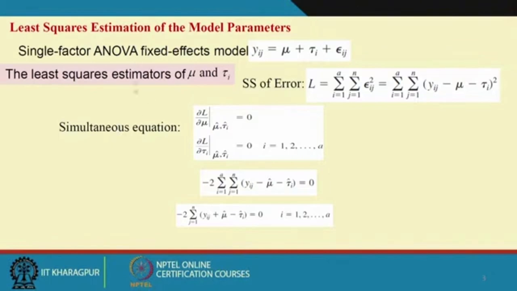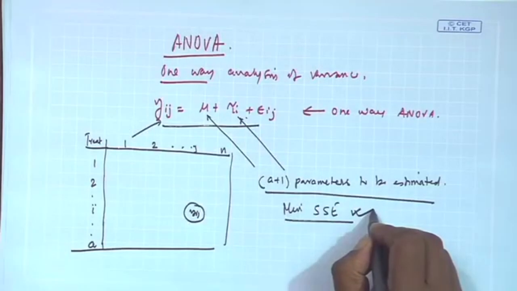Let us see this model. The fixed effect one way model is y_ij equals mu plus tau_i plus epsilon_ij. You are required to estimate mu and tau_i. So, what is the procedure in the least square method? In the least square procedure, you minimize the sum of squares of errors, SSE. You minimize SSE.